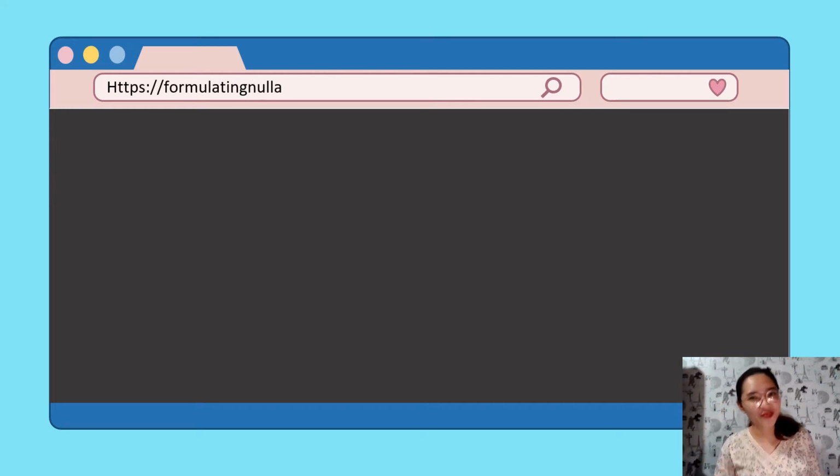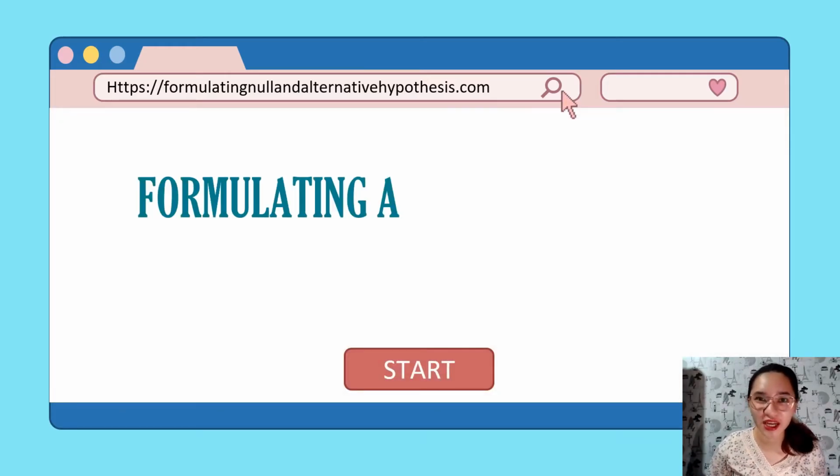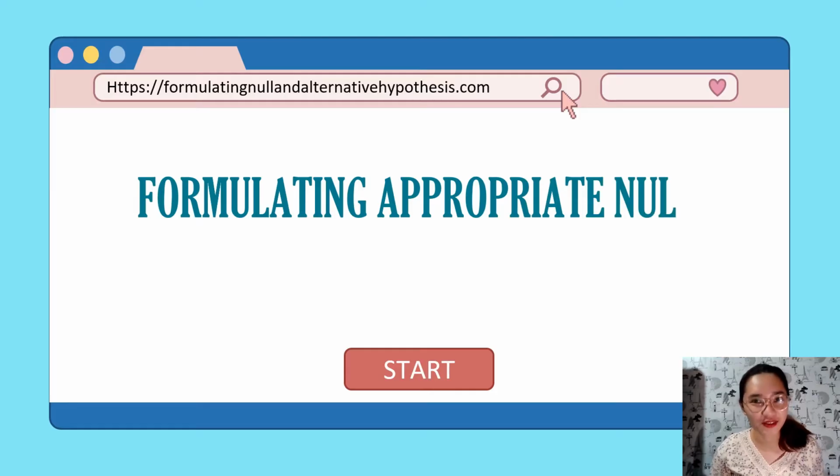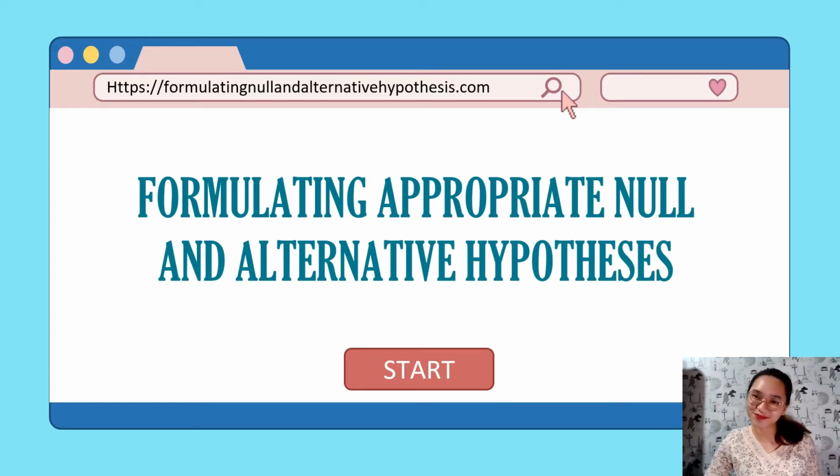Hi everyone, I'm back for another lesson of statistics and probability. For today's video, we are going to learn to formulate appropriate null and alternative hypothesis of population mean and proportion. Let's start.